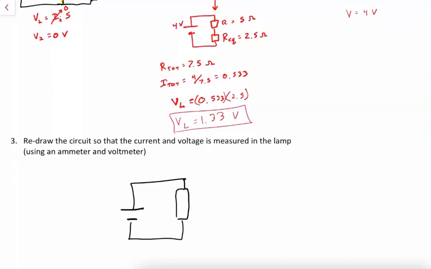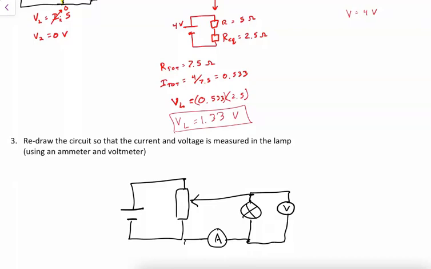then we have our potentiometer right here, and it's connected to my lamp. Well, how do I determine my VI characteristics? Well, I need to know what my current is. My current is traveling through the lamp, and then we also need to know the voltage that is applied to the lamp. And this is how we would do it in a lab.